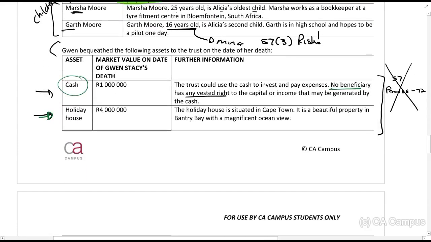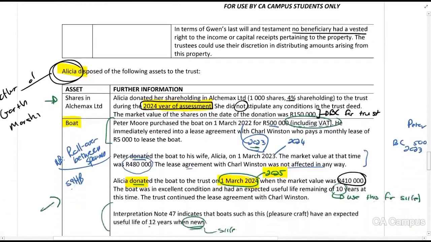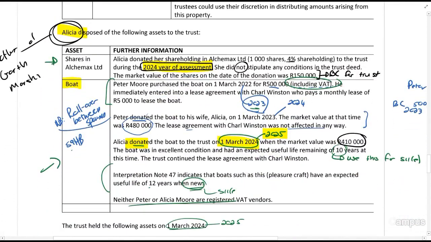Okay, let's go down. Then they tell you what Gwen bequeathed. Remember, Gwen passed away. Then they tell you what Alicia bequeathed. Now, Alicia is one of our taxpayers we have to deal with, so this is important. So the shares in Alchemax, what we see over here, this is talking about the disposal to the trust. So there's nothing to do here because this happened in the past. It's important for us to just note here that she disposed of it to the trust at a time when the market value was 150. So that's the base cost for the trust. Okay, but for now, nothing here.